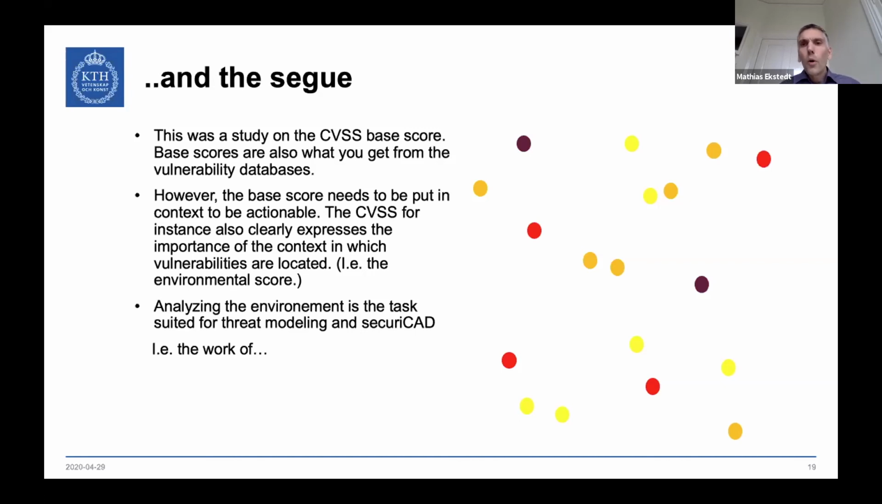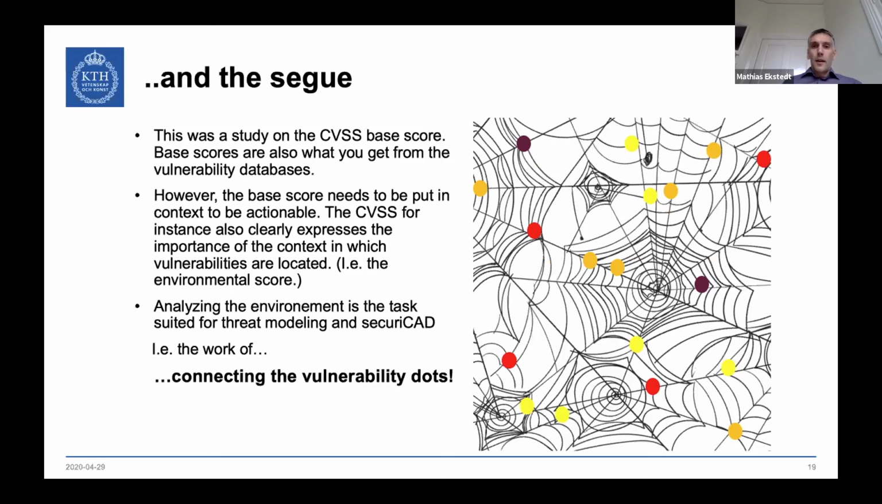So a way to connect the speeches here is perhaps that if we have a lot of vulnerabilities, they are there as individual dots, and what SecuriCAD is trying to do is to connect the dots to see how they relate and what combinations of vulnerabilities are really severe at the end. All right, that was that.